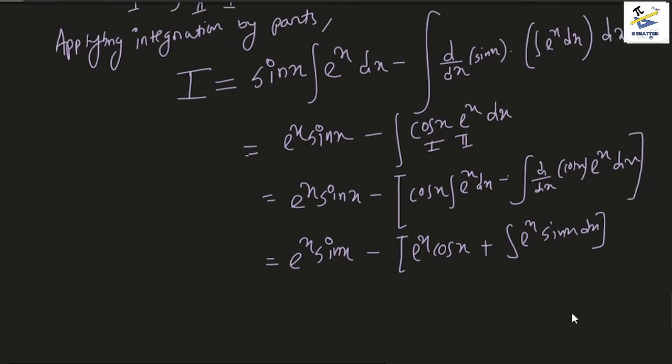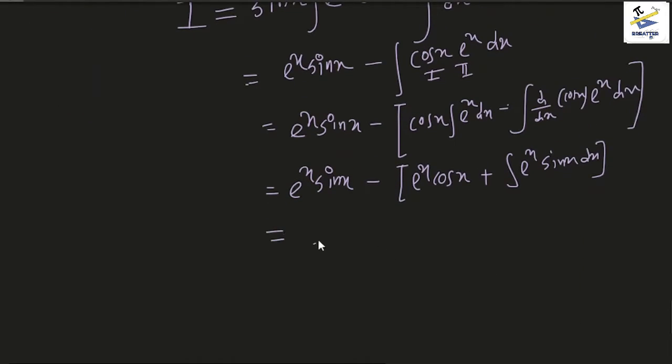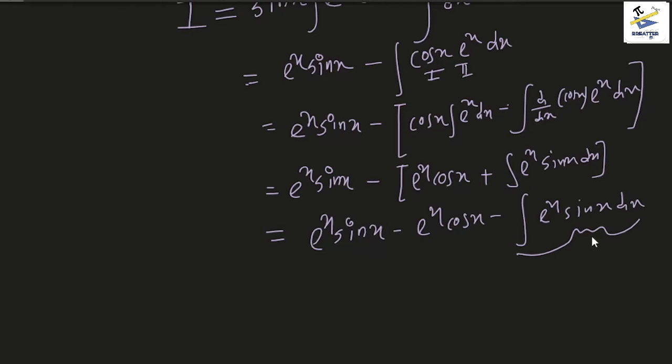And if you take it away from the bracket, what becomes is e to the power x sin x minus e to the power x cos x minus the integral of e to the power x sin x dx. But notice that this is the integral that we started with, right? So this is denoted by I, which is a variable. So this becomes e to the power x sin x minus e to the power x cos x minus I, and on the left hand side we have I.